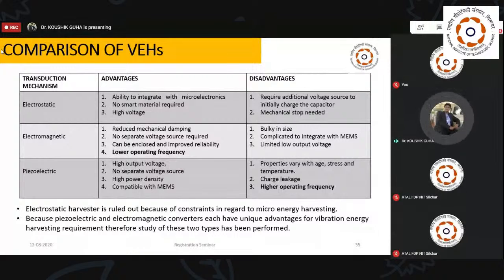But the disadvantage is that it is very bulky in size, because you have to use the magnet or coil, it is complicated to integrate with MEMS technology, and the output power density is very low.